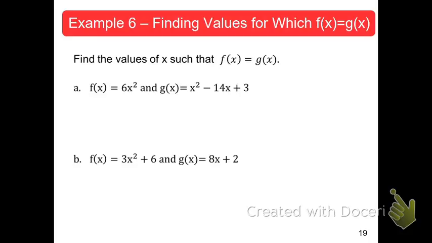And it says, again, find the values of x such that f of x equals g of x. So we want f of x to equal g of x. So that means then that the 3x squared plus 6 has to equal the 8x plus 2.